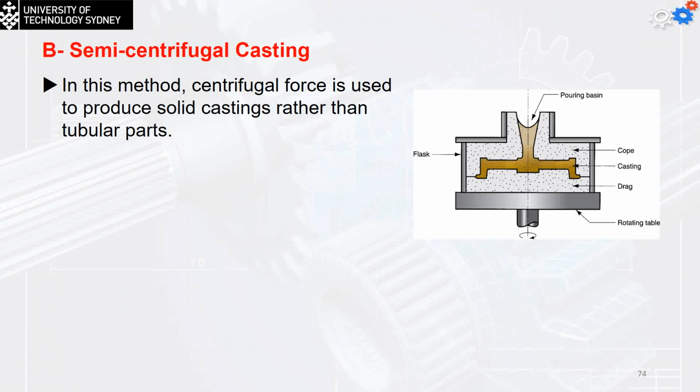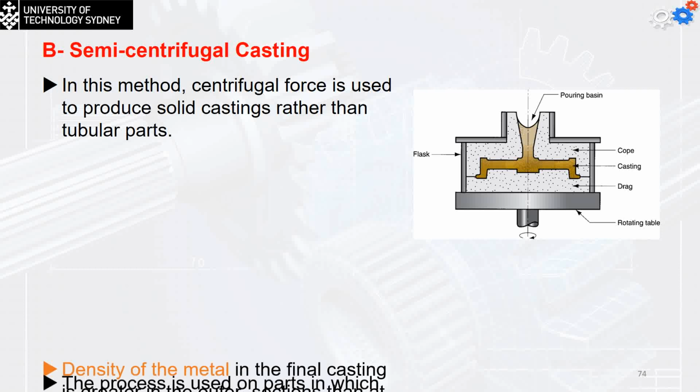That's why the part generated from this process is going to be too weak in the center. So usually we have to remove it. And that's what we have in the pulley. It should have a hole in the middle. So this centrifugal force is going to be used to produce a solid casting rather than tubular parts like the pure type. The density of the metal in the final casting is going to be greater in the outer section than the center of the rotation. The process is used for parts where the center of the casting is going to be machined, such as wheels and pulleys.